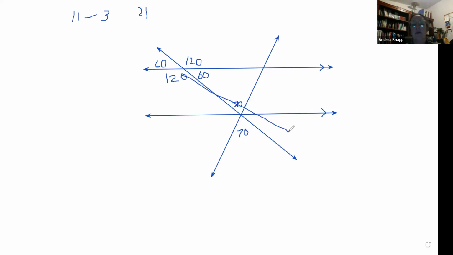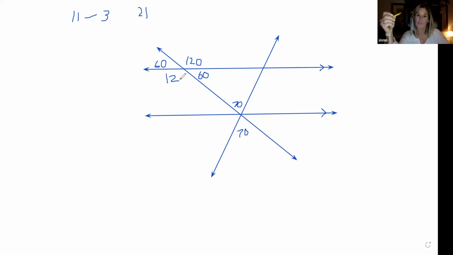All right, how about supplementary angles down here with the 70? We can't figure supplementary yet with the 70s, can we? Okay, but let's see if you notice anything. What else can we mark?